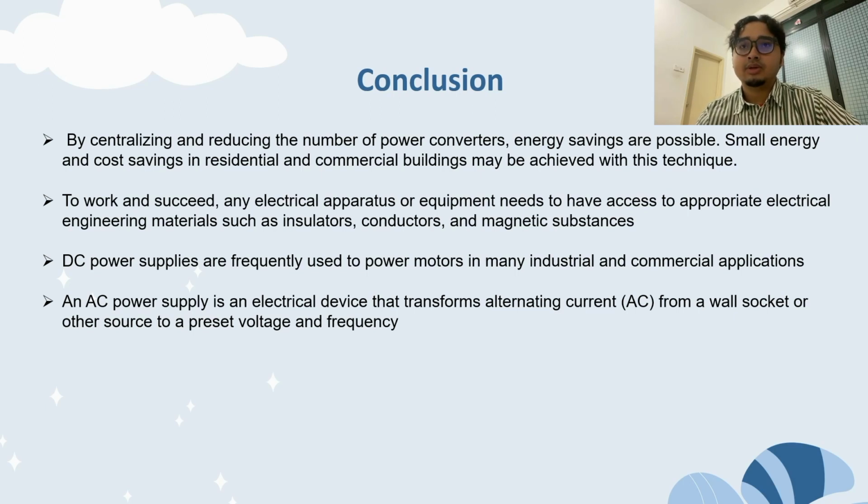DC power supplies are frequently used to power motors in many industrial and commercial applications. An AC power supply is an electrical device that transforms alternating current, AC, from a wall socket or other source to a preset voltage and frequency.